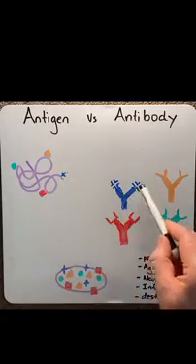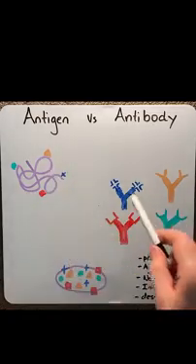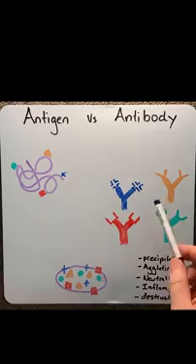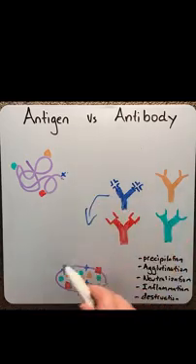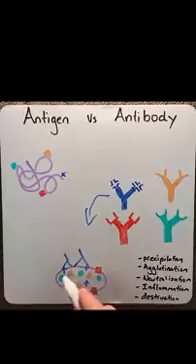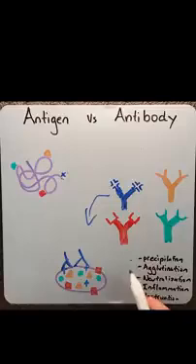Now, the variable region of an antibody is where it binds to the epitope. This region is known as the paratope. When an antibody recognizes a foreign antigen and binds to the epitopes, as you can see down here, there are a number of things that the antibody response will cause.